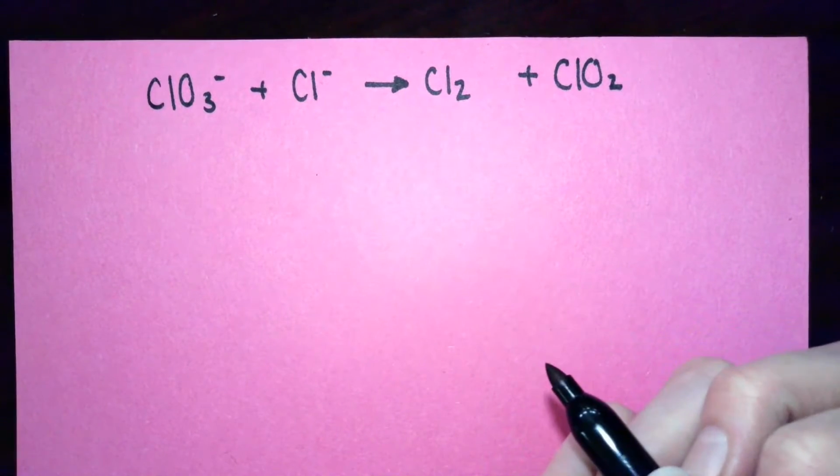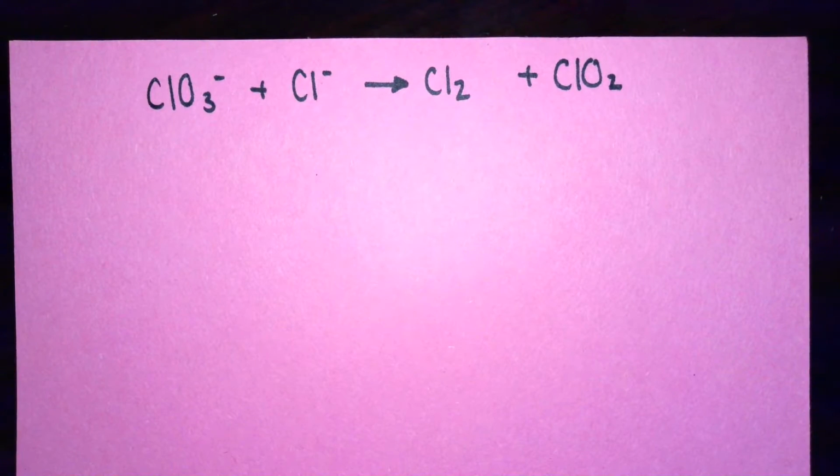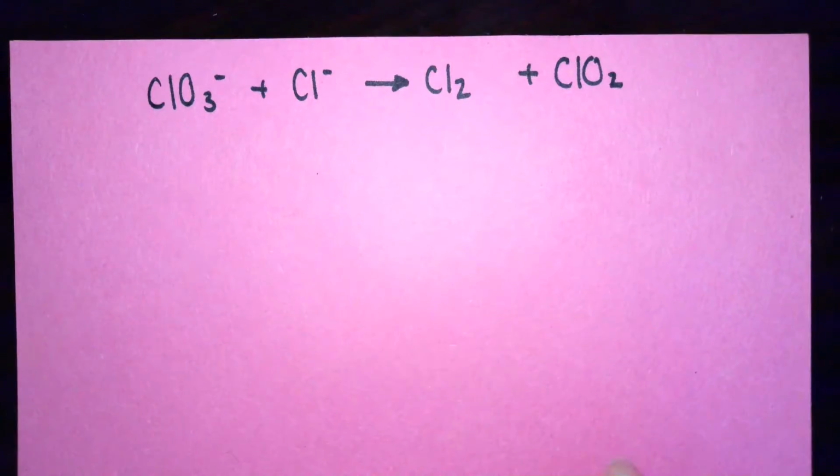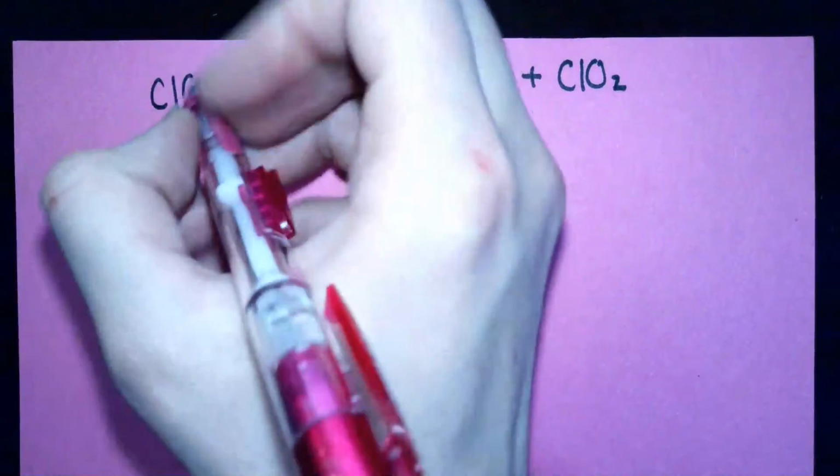Remember, LEO the lion says GER, so let's first figure out our charges. I'm going to write in a different color to get my charges up there because I want to be able to erase them so they don't trip me up later. It happens to me a lot.